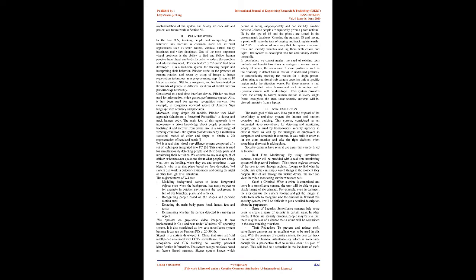The W4 system can work in outdoor environments and during the night or other low light level situations. The major features of W4 are: modeling background scenes to detect foreground objects even when the background has many objects, for example, in an outdoor environment where the background is full of tree branches, plants, and vehicles; recognizing people based on shape and periodic motion cues; detecting 6 main body parts: head, hands, feet and torso; and determining whether the person detected is carrying an object.